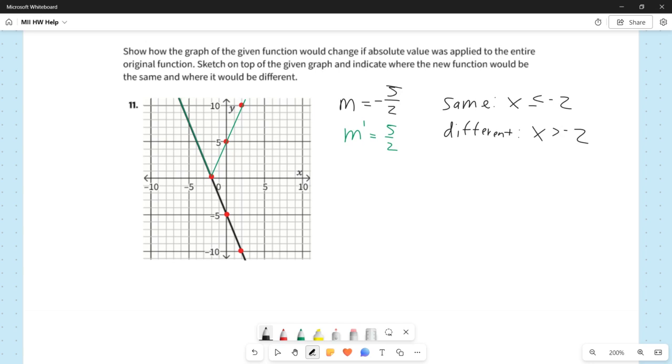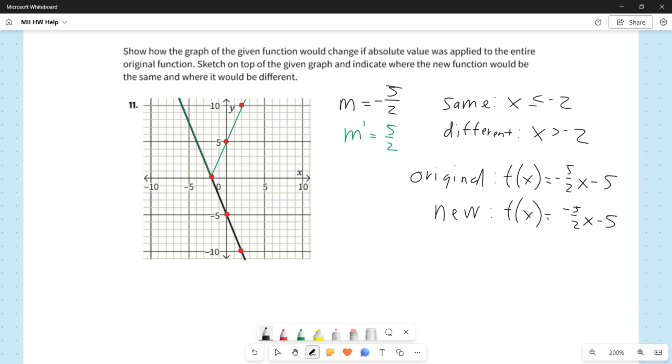Also, the question did not ask this, so this is extra, but if you were wondering what the original function was, f of x equals, our slope was negative 5 halves x, and our original y-intercept was negative 5. The new function is simply f of x equals that same thing, right? Nothing actually changes except we put an absolute value around the entire thing. And that is represented by the graph that's in green.